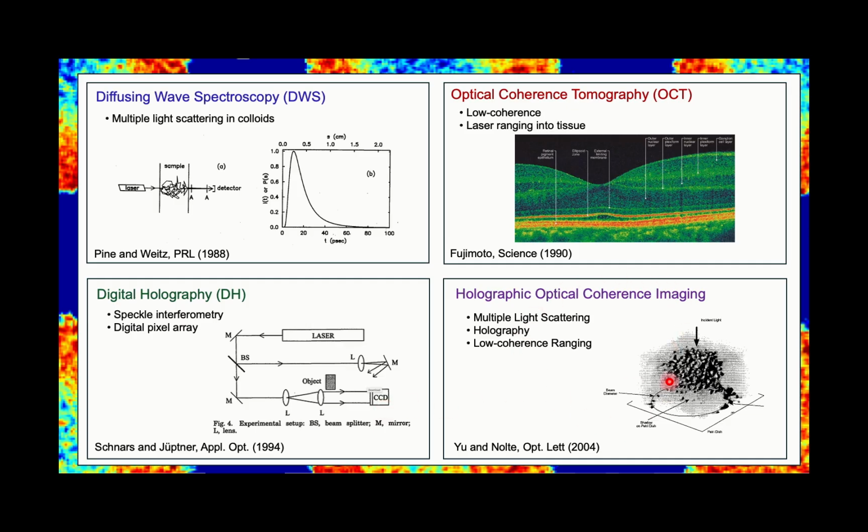And then we came along about 10 years later with holographic optical coherence imaging, where we really kind of combined everything. So we combined the multiple scattering from DWS, the coherence gating with short coherence light sources from OCT, and the coherent detection of digital holography. And then this is one of the very first volumetric images we made of a tumor spheroid, and that was my postdoc Ping Yu back in 2004.